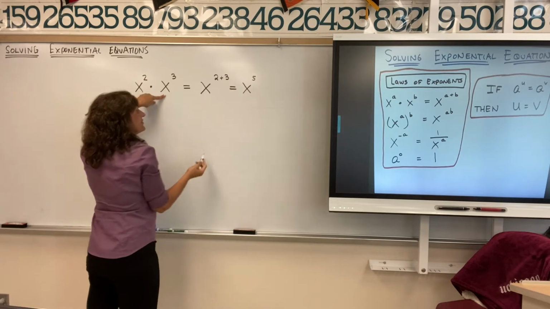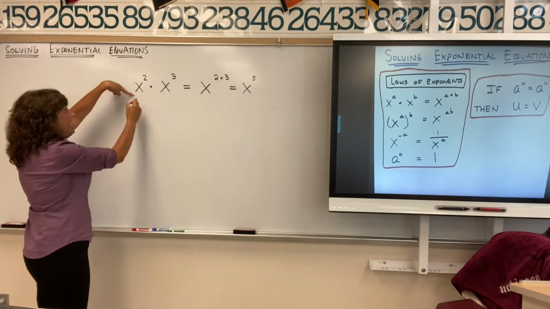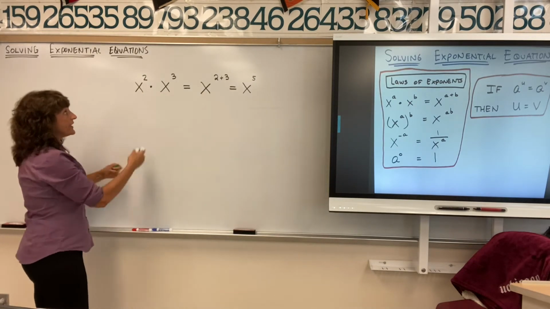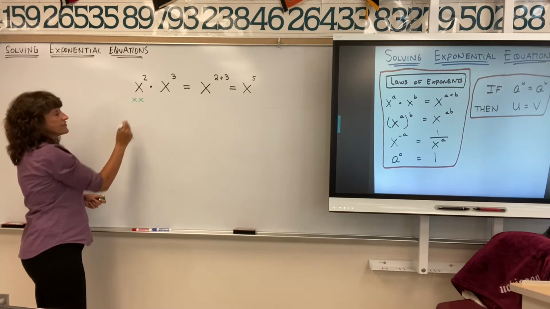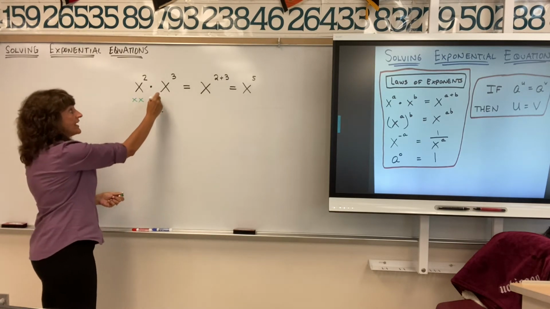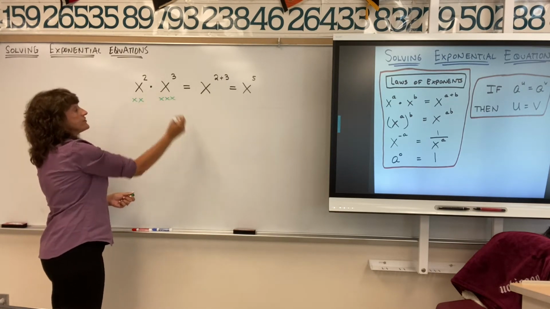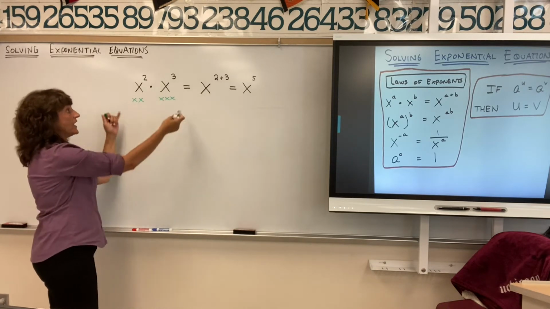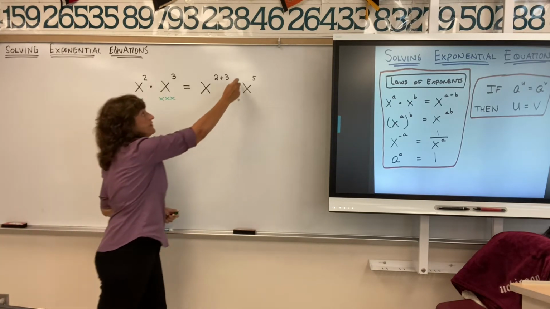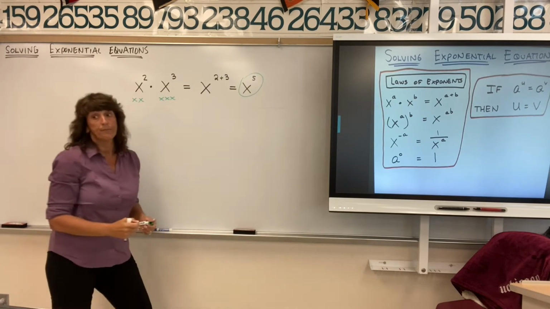You can see how that works, it's because we have x times x. X squared is x times x. X cubed is x times x times x. You have 3 of them here, so we have a total of x to the fifth power. We have 5 total.